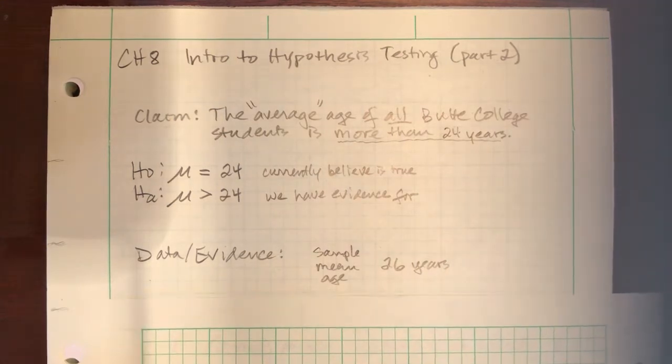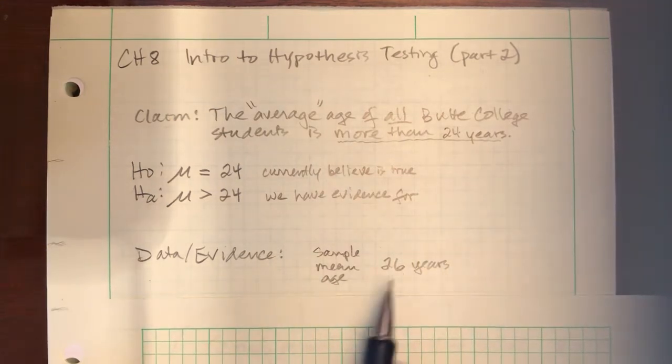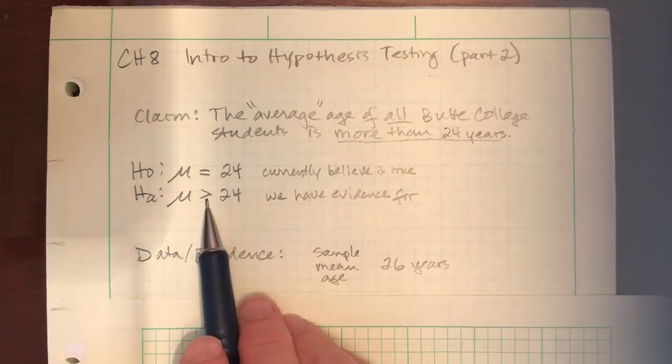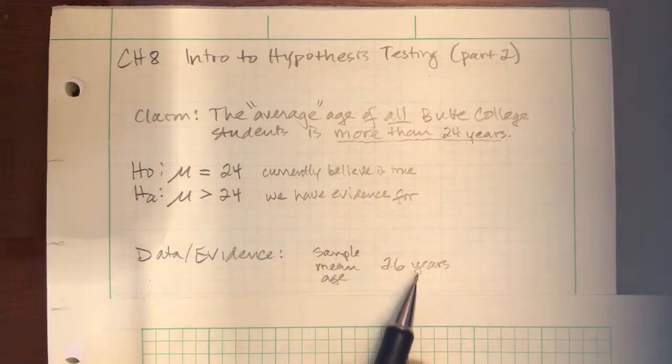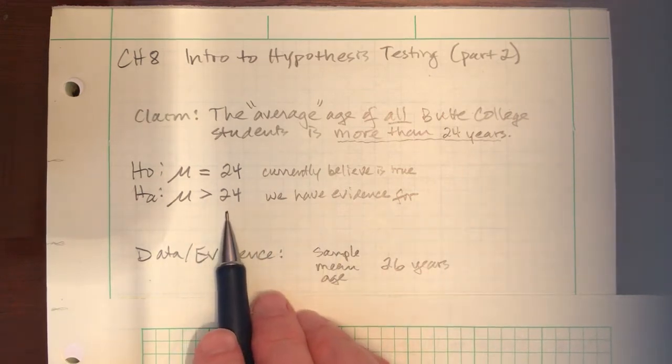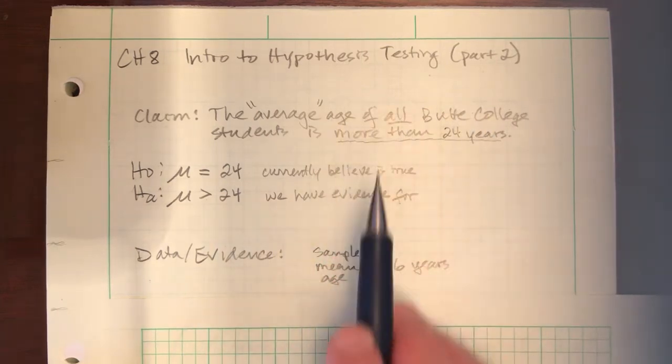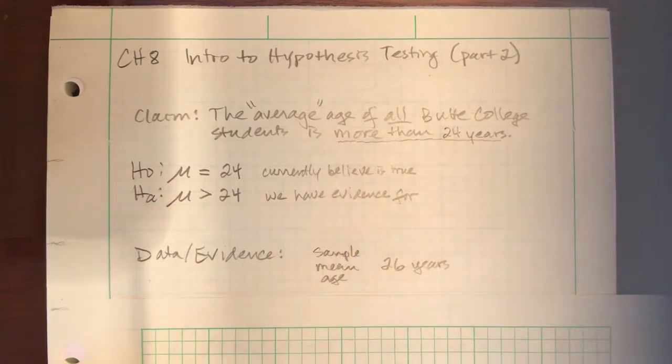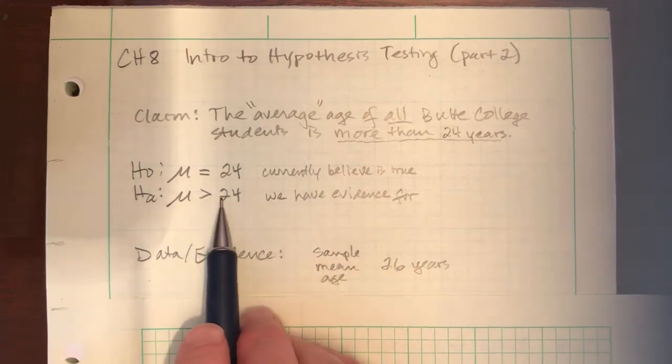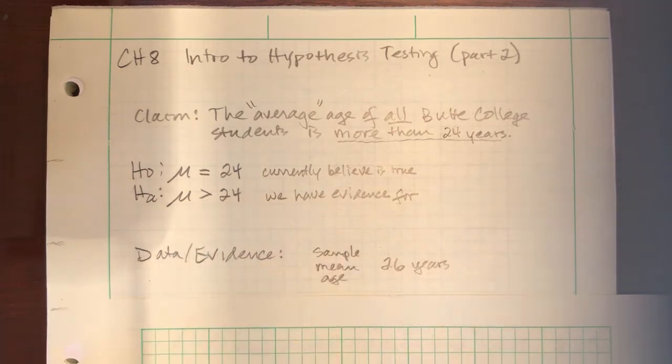So, before we do anything else, would you agree we have evidence for the alternative? Of course we do. 26 is greater than 24. So, whatever this claim is, my data so far supports it. But, like with anything, is that enough data to convince us to switch? And here's where we go to the next phase.